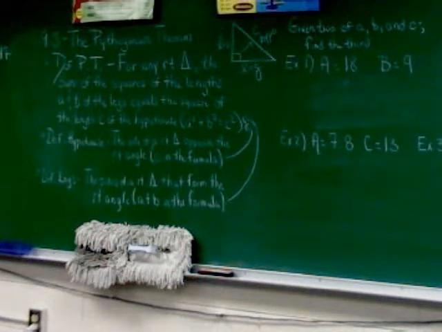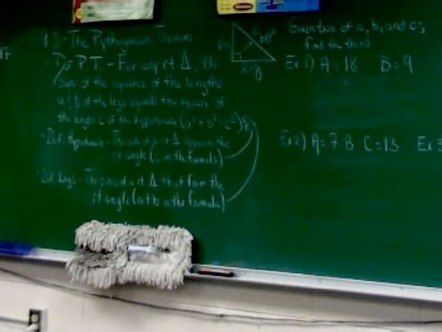All right, one more time from the top. Pythagorean theorem. For any right triangle, the sum of the squares of the lengths a and b of the legs equals the square of the length c of the hypotenuse. Hypotenuse, the side of a right triangle opposite the right angle. That shows up as c in the formula. Legs, the sides of a right triangle that form the right angle. And those are a and b in the formula.